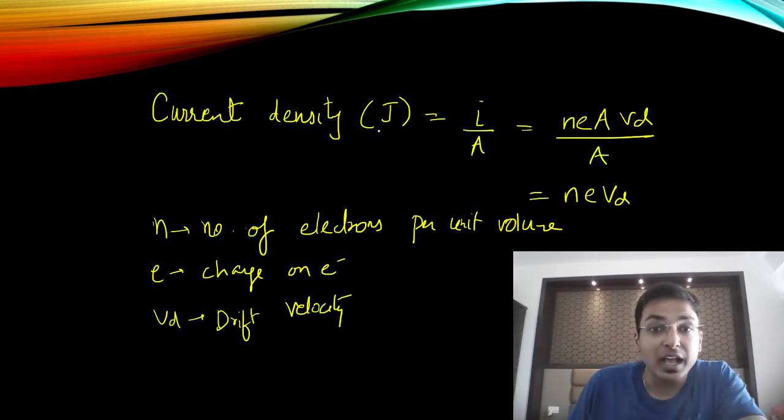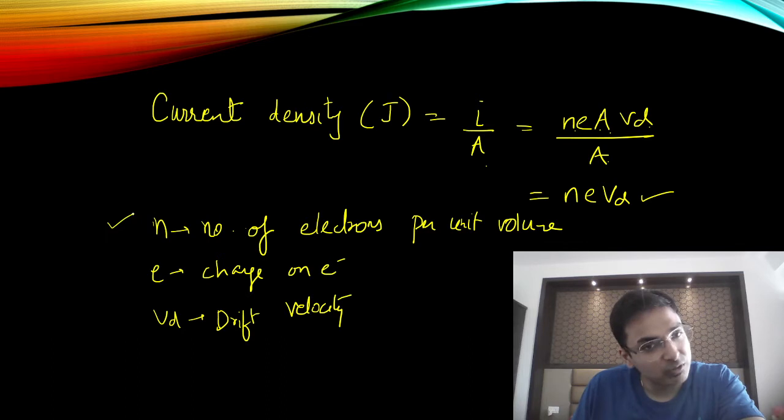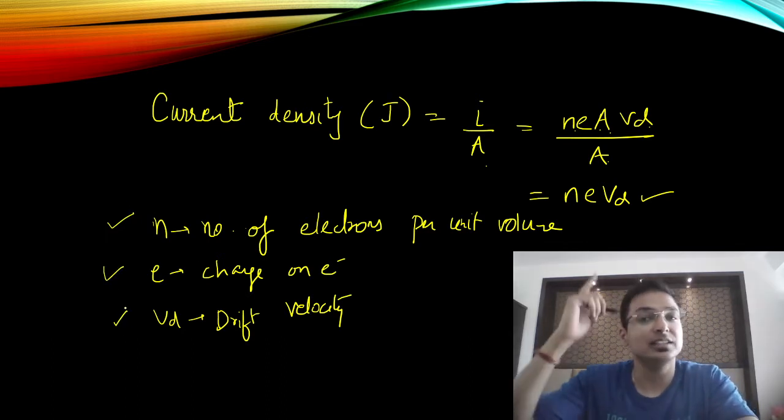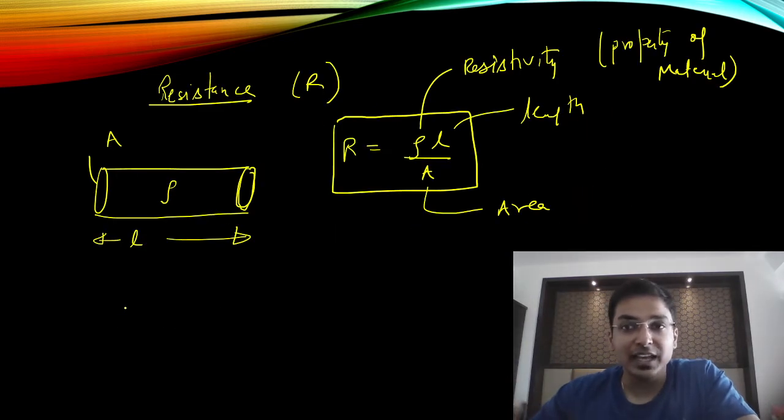Next slide, guys. Current density is current per unit area. So if you use NeAVd upon A, it will be NeVd. All right. N is again the number of electrons per unit volume, depends upon the conductor. e is the charge on electron, and Vd is the drift velocity.